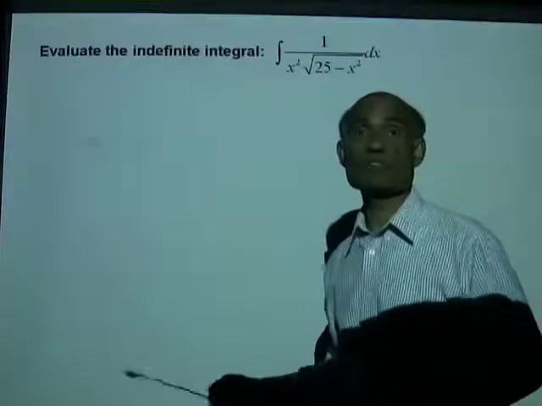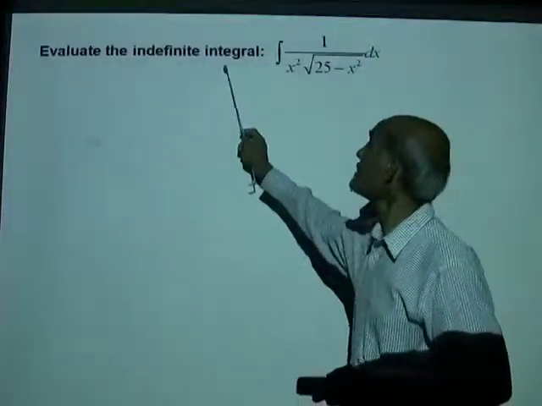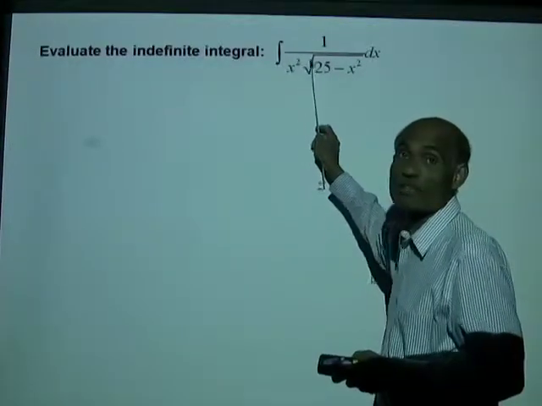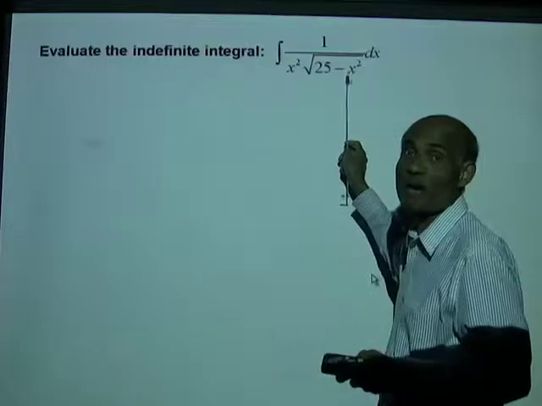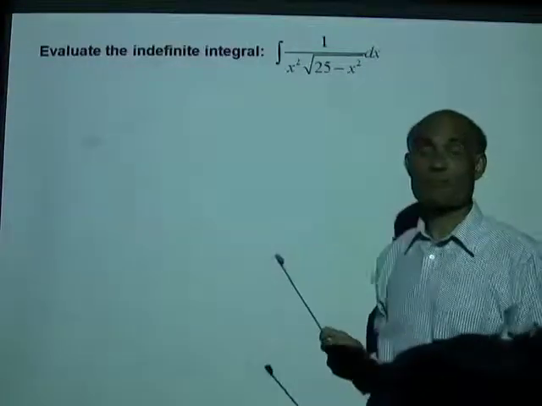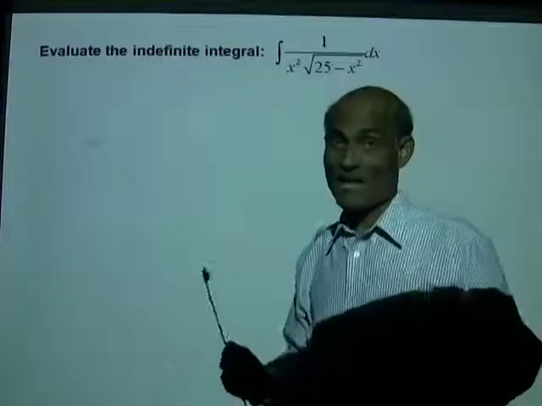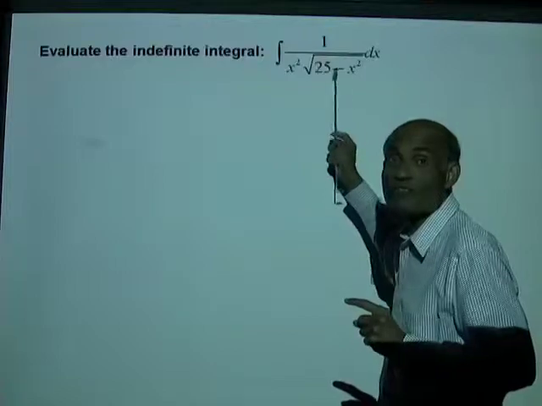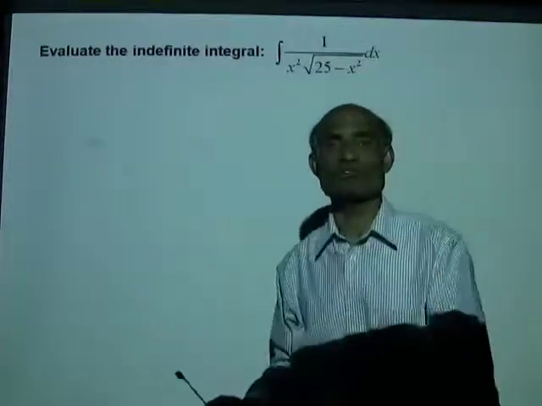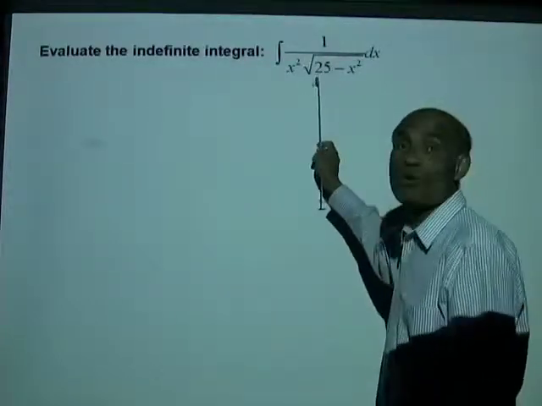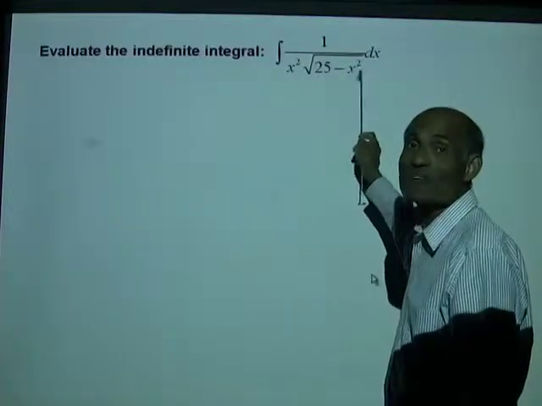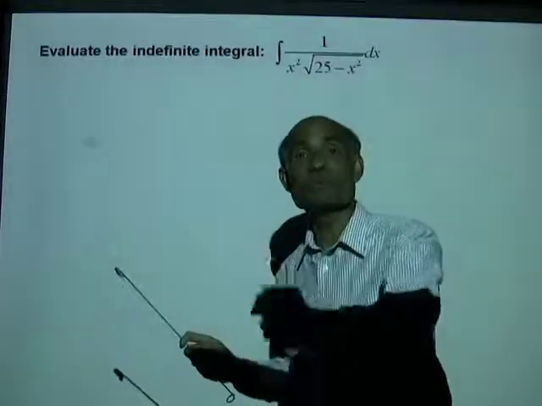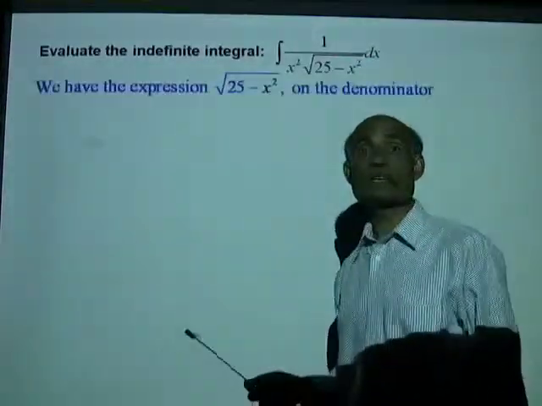Alright, let's practice this with an example. Evaluate the indefinite integral: the integral of 1 over x squared square root of 25 minus x squared dx. Now, the basic quantity you look at here is the square root of 25 minus x squared. What form is it? It is of the form square root of a squared minus u squared. So what is your a? What is your u? Those are the things you must think about.